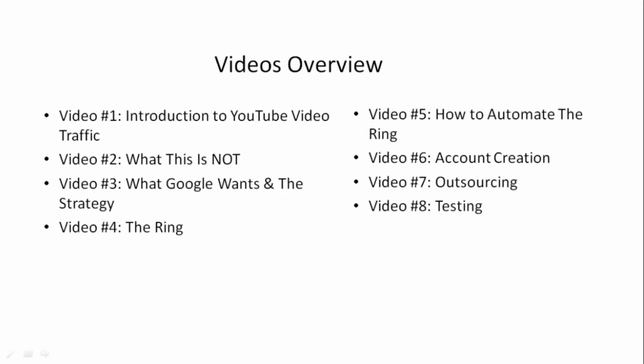So here's a quick overview of what's inside this video course. Video number 1 is the introduction. We talk about how to get in the right mindset, the things that you need to have to get started. Video number 2, we'll talk about what this is not, because there's a lot of assumptions around in the world, especially the online marketing world, and we don't want to get mixed in with a lot of that nonsense. So we want to cover that first so that you don't make the same mistakes as everybody else. Video number 3, we'll talk about what Google wants and the strategy. And then of course we'll dive into the strategy in video number 4, which is the ring. And we'll talk about how to automate the ring in video number 5.